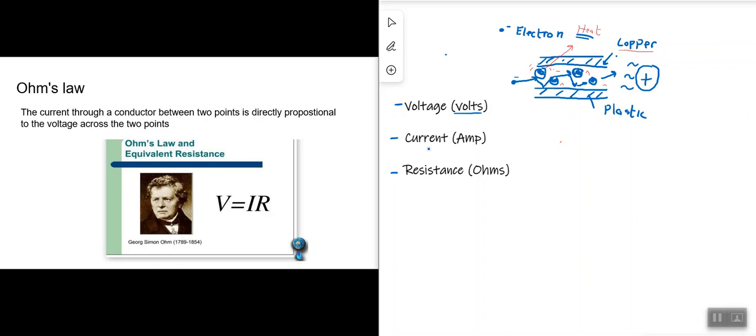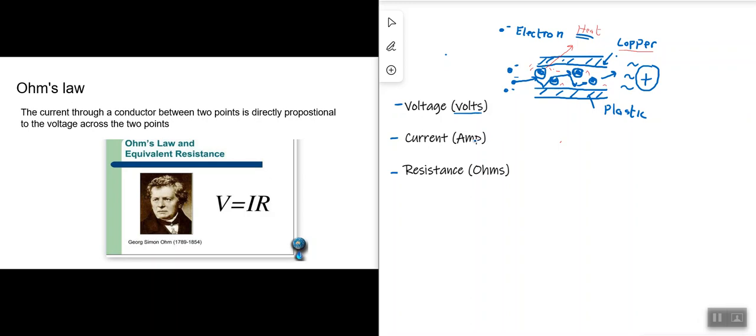The next one then is what's known as the amp or current. So this just relates to the amount of electrons. It's not just one electron that's moving through, it's a huge number of electrons. So you have a number of electrons being pulled through the copper wire by, for example, this positive force that's pulling them through.